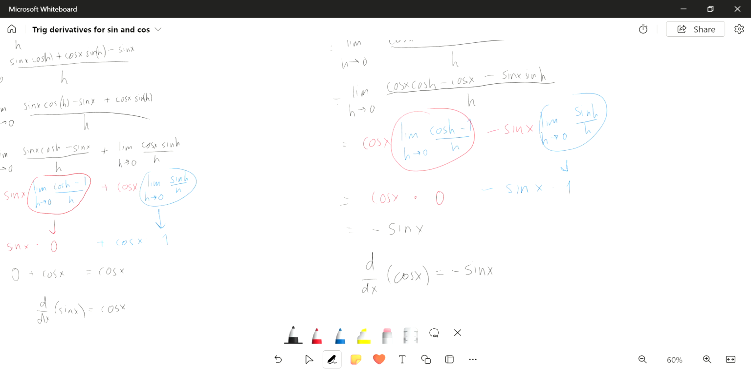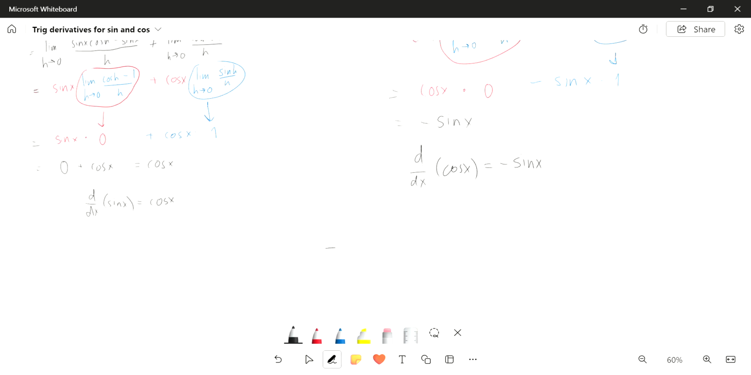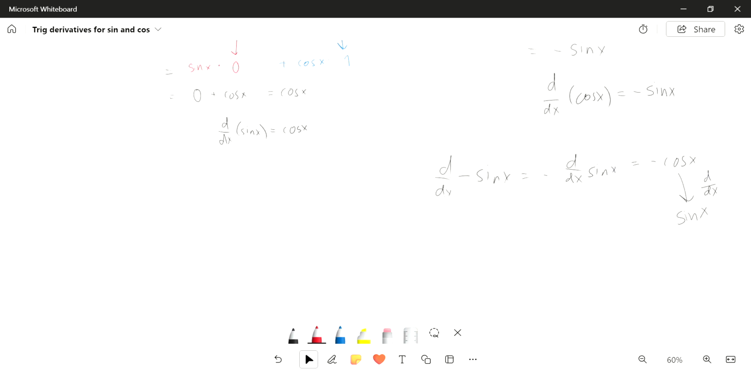And then if we were to take the derivative of negative sine x, we can just take out this constant and we get negative cosine x. And then if we were to differentiate that, we would get sine x. So it's basically just an endless circle from sine x to cosine x to negative sine x to negative cosine x and back to sine x. But that's a bit less important. What's important is the basic derivative for sine x and cosine x. And you will use this in a lot of other calculus functions.